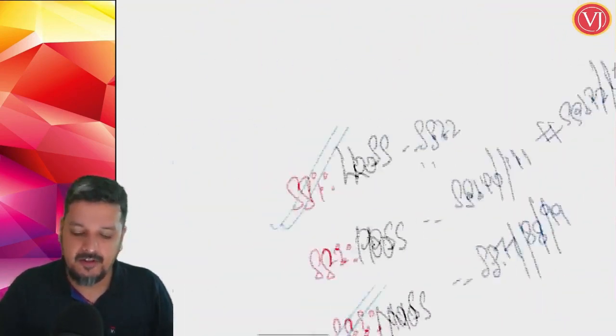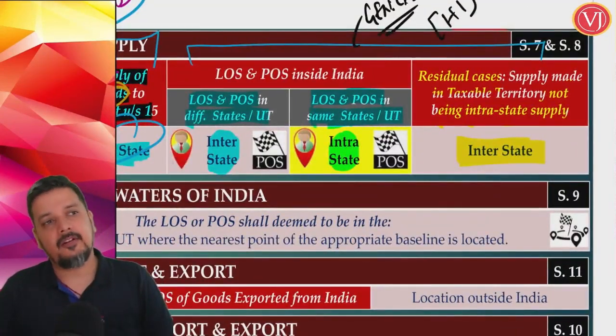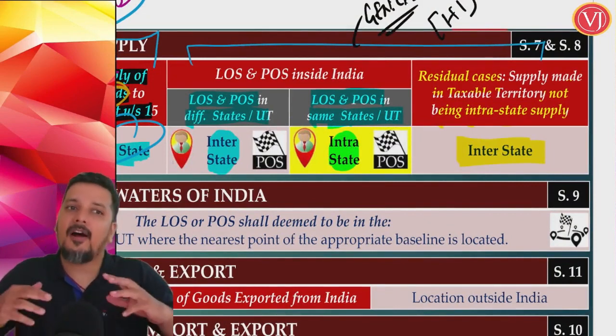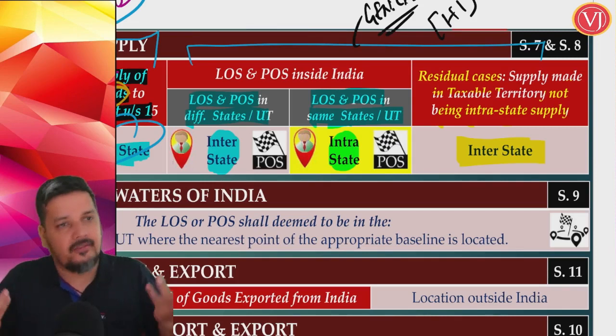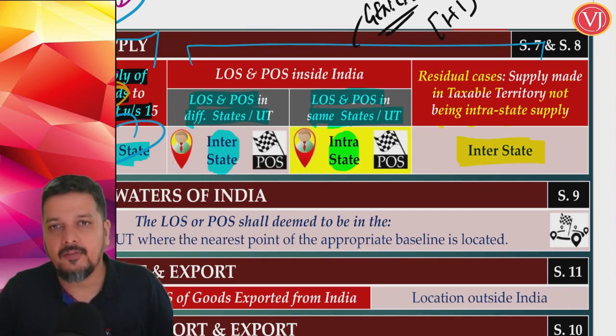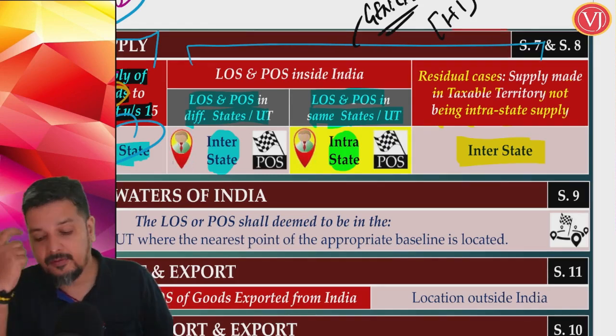Now, if you see the general case, you will get an understanding. If LOS and POS are in the same state, it is intrastate, CGST plus SGST. If LOS and POS are in different states, it is interstate, IGST. But if you are not able to find either LOS or POS, then it is always interstate. So that is everything about your nature of supply.